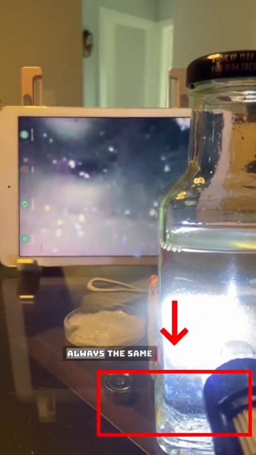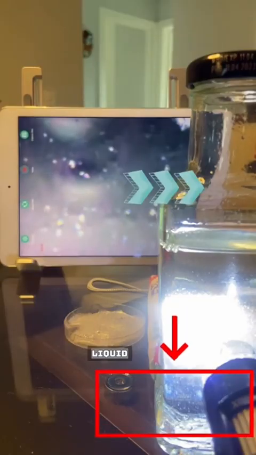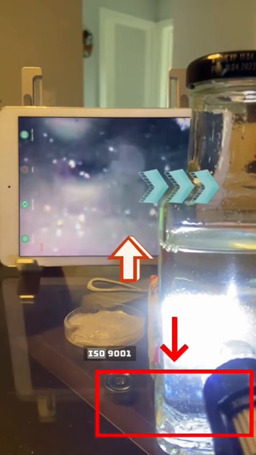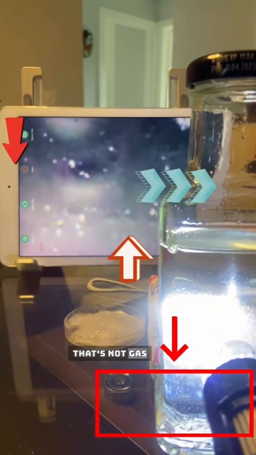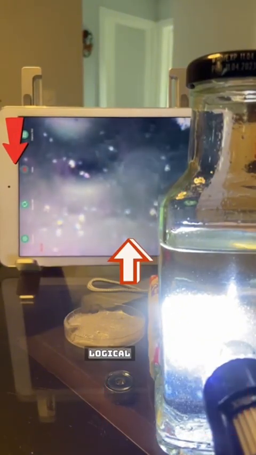The pattern's always the same. It doesn't matter the liquid. When bubbles appear, they follow the same ISO 9001 template. That's not gas. That's not random. The only logical conclusion.